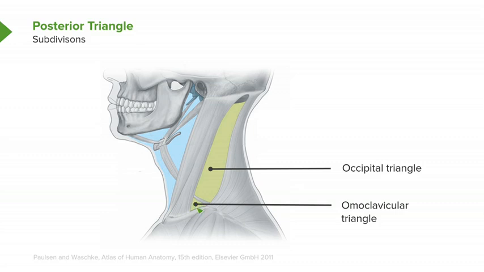This small area here, and you can see it's bounded by the posterior belly of the omohyoid, hence omo in the prefix. This boundary here is the clavicle, hence clavicular as the suffix. And then the third and final boundary to this triangle is going to be your sternocleidomastoid.